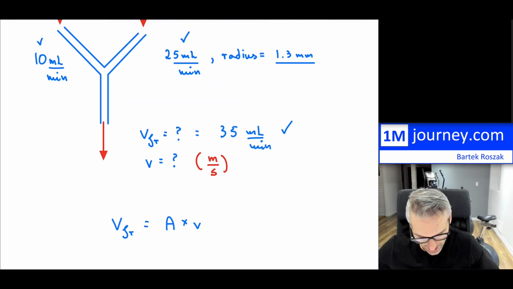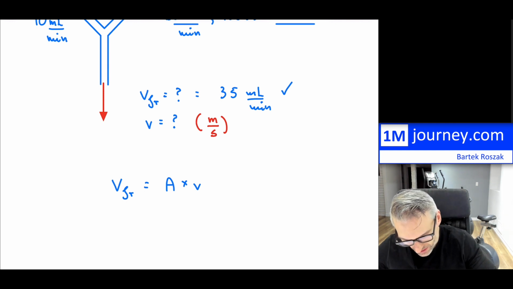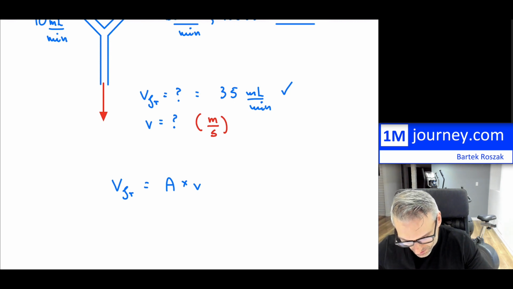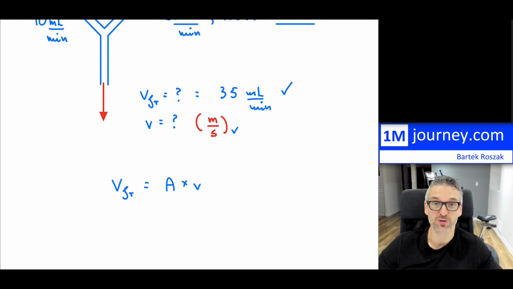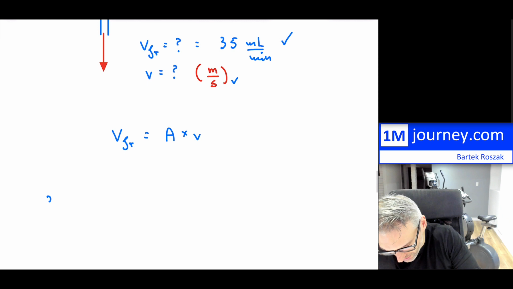So the tubes do not actually change as you're going through. If we make that assumption, then we can calculate what the speed might be. Now the 35 milliliters per minute, if we want everything in meters per second, means we're going to have to do a little bit of unit conversions. So I'll do that on the side here.